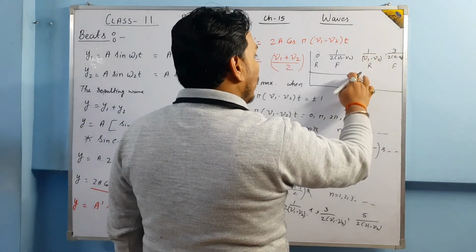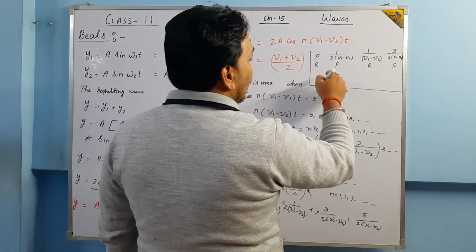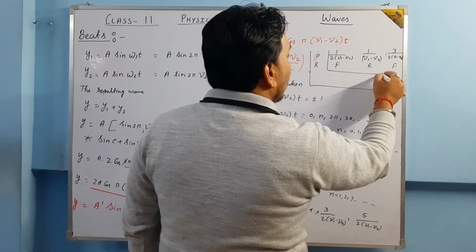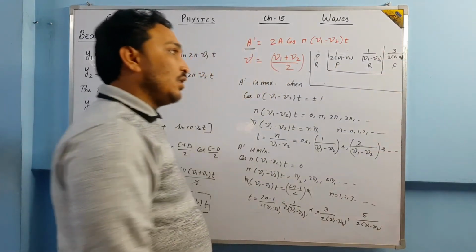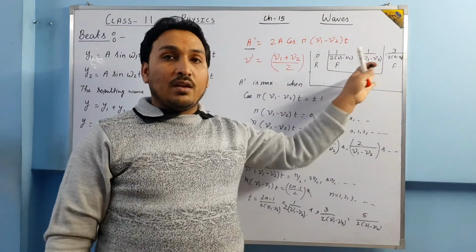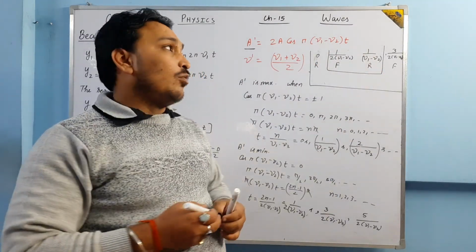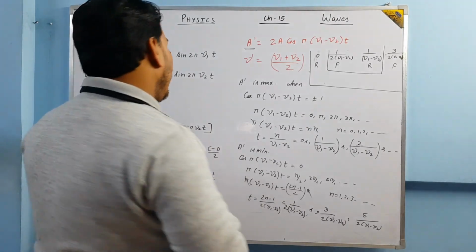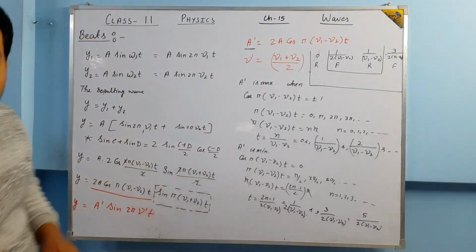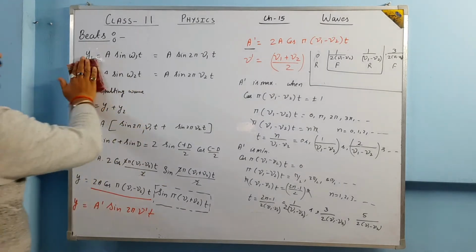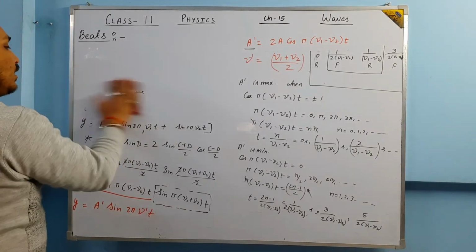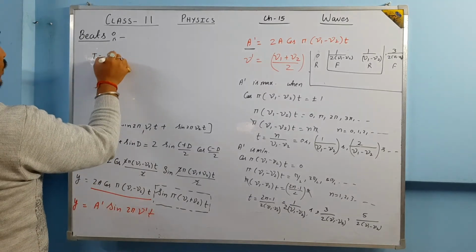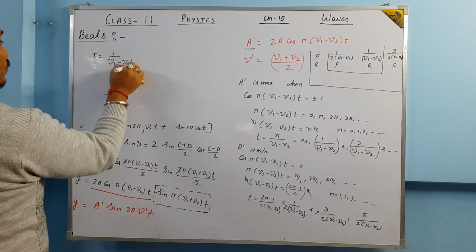Consecutive. If we start from here, leaving this 0, one fall and one rise make one beat. So how much time do they take to complete one beat? It is 1 upon nu1 minus nu2. So the time period of the beat, T, is equal to 1 upon nu1 minus nu2.